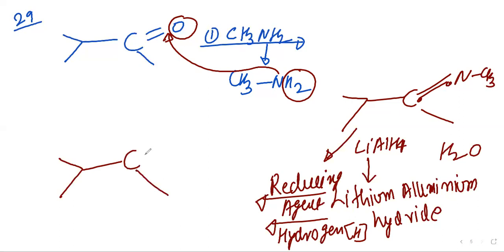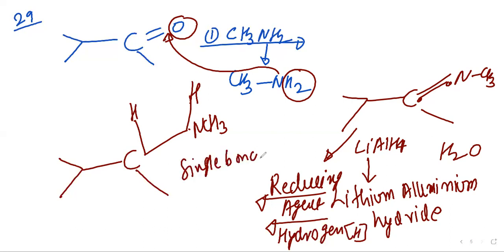So this is your NCH3, right? One hydrogen will be attached here and one hydrogen will be attaching here. So the double bond is converted into a single bond. Right. So this is called second degree amine.